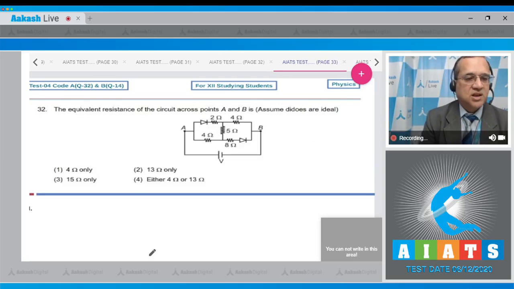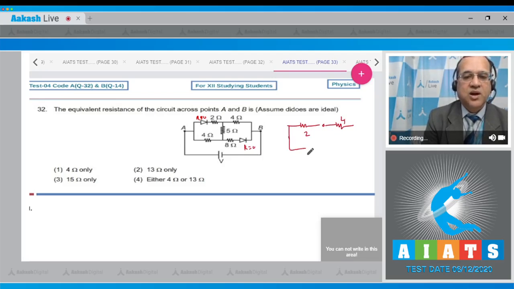Question number 32. The equivalent resistance of the circuit across the points A and B is, assume diodes are ideal. These are four options. Now, if the diodes are ideal, then this resistance is 0 and this resistance is also 0. Then you see the circuit reduces to this 2 ohm and this 4 ohm, and the lower half, this 4 ohm and this 8 ohm, and across it is 5 ohm.